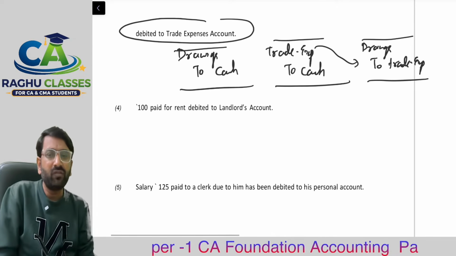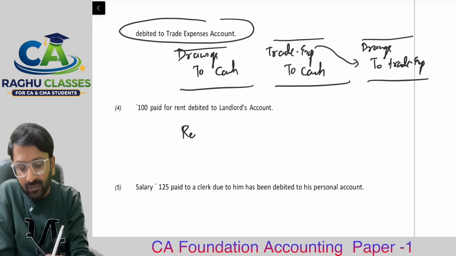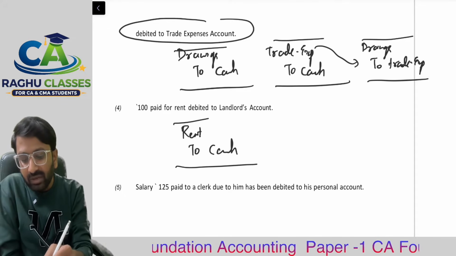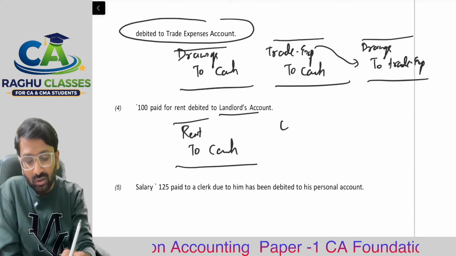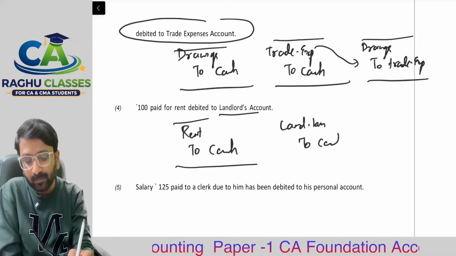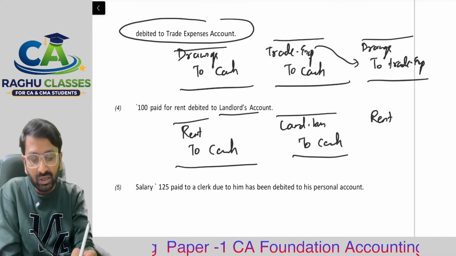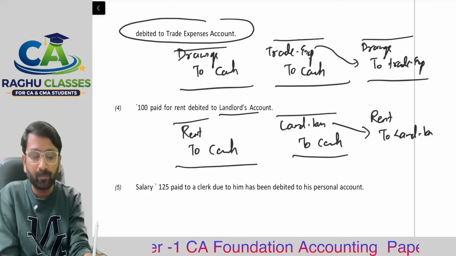100 rupees paid for rent debited to landlord account. When we pay rent, the correct entry should be rent account debit to cash. But instead of debiting rent, it is debited to landlord account. So can we say the wrong entry will be landlord account debit to cash. So the rectification entry is going to be rent account needs to be debited and landlord account needs to be cancelled. So rent account debit to landlord.